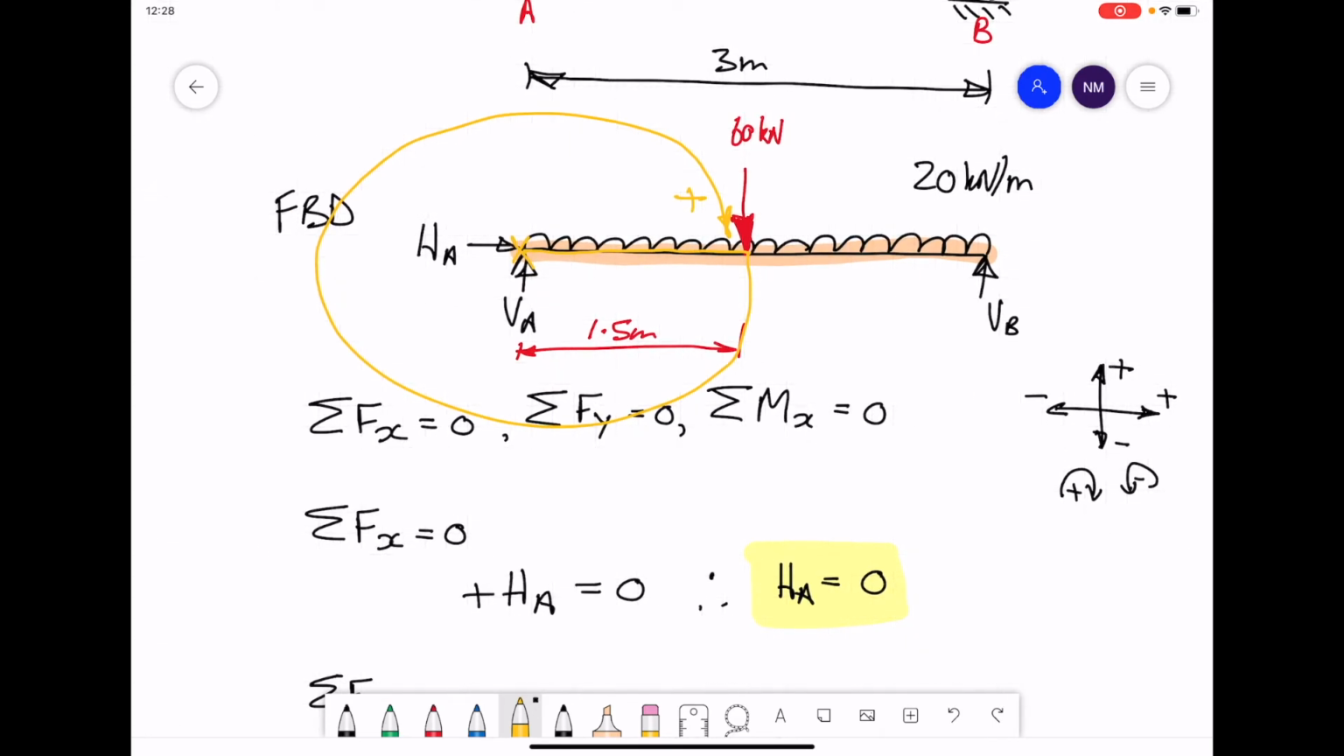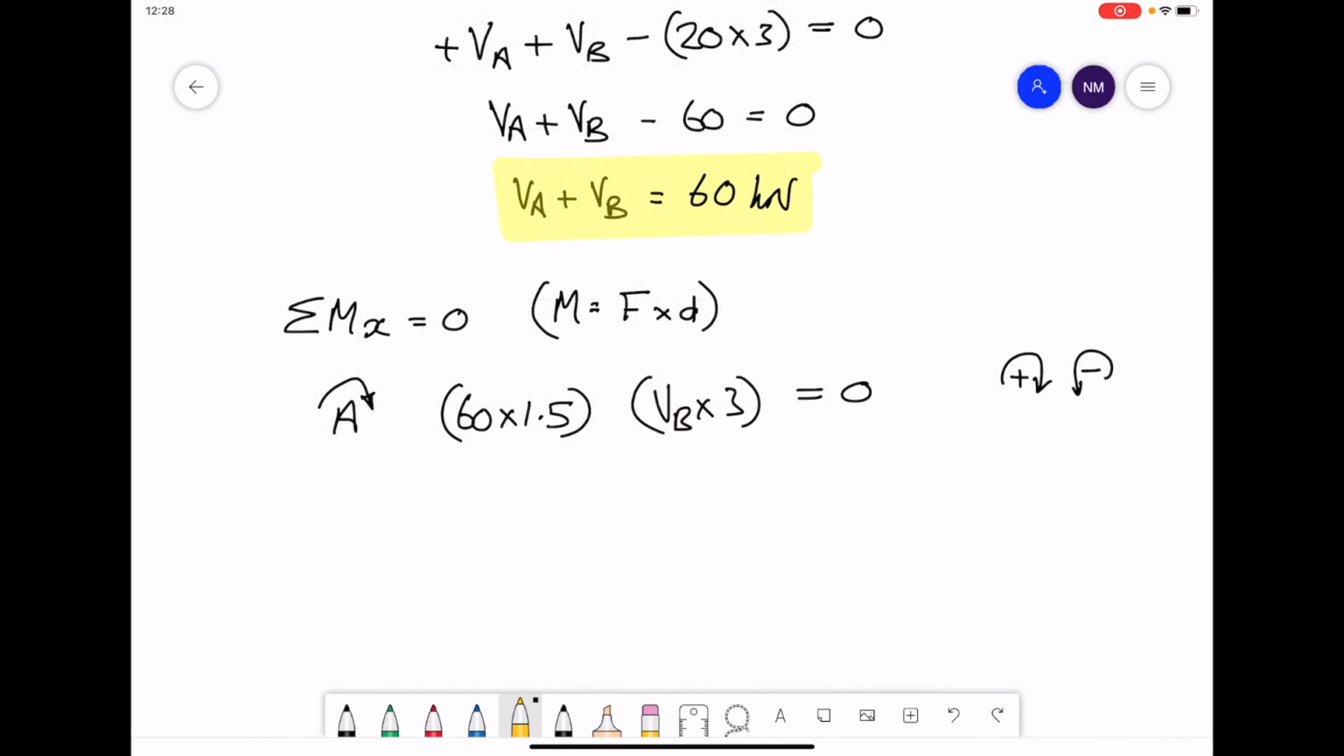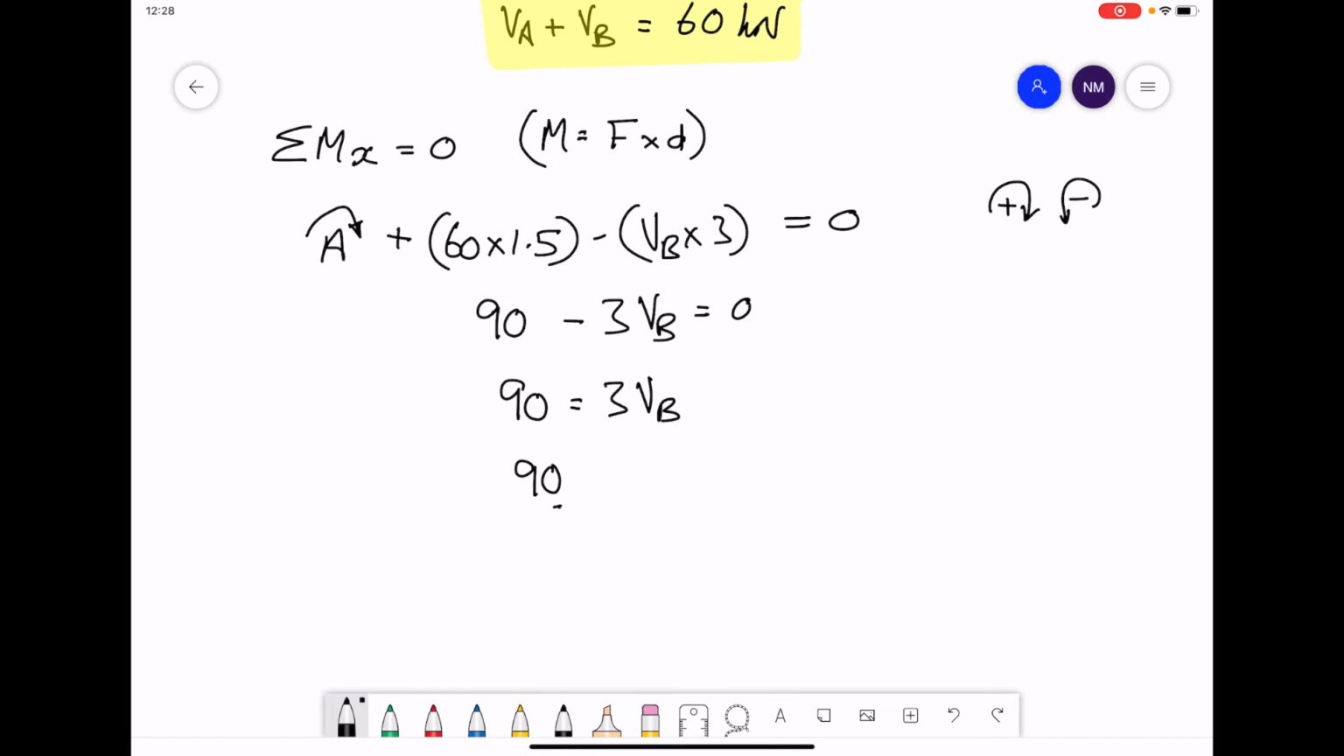Doing the same for the reaction VB. It's considered a force on a piece of string. You're holding the string at point A. The force is allowed to freely rotate around point A, and it would want to go around in an anti-clockwise direction, therefore would be a negative moment. Then we can work this out. 60 times 1.5 gives you 90, minus 3 VB equals 0. 90 is equal to 3 VB, taking that to the other side. Then dividing through by 3 gives you VB, and that works out to be 30 kilonewtons.